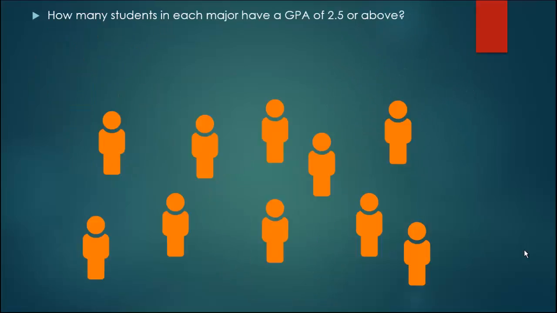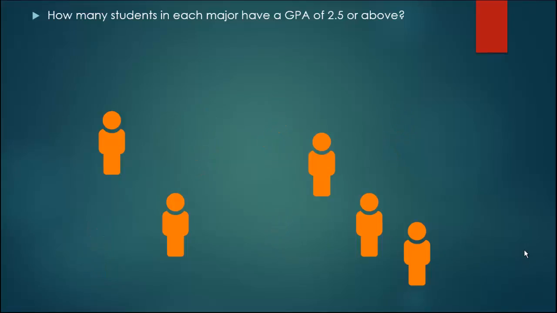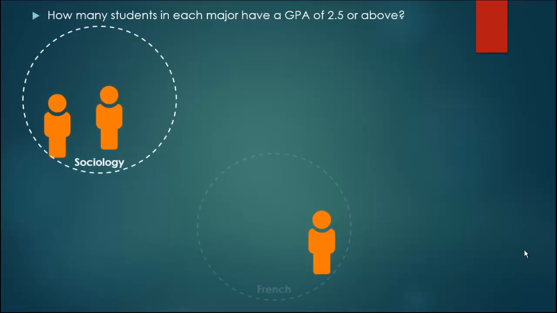The first question is different. How many students in each major have a GPA of 2.5 or above? That's asking about the individual students. So we do that first. We apply the criteria first, and 5 of the students have a lower GPA. Those go away. The remaining 5 students are put into the groups based on their major, just like they were before. So now sociology has 2 students instead of 4. French has 1 student instead of 2. And you'll notice that history isn't here because that student was already removed.